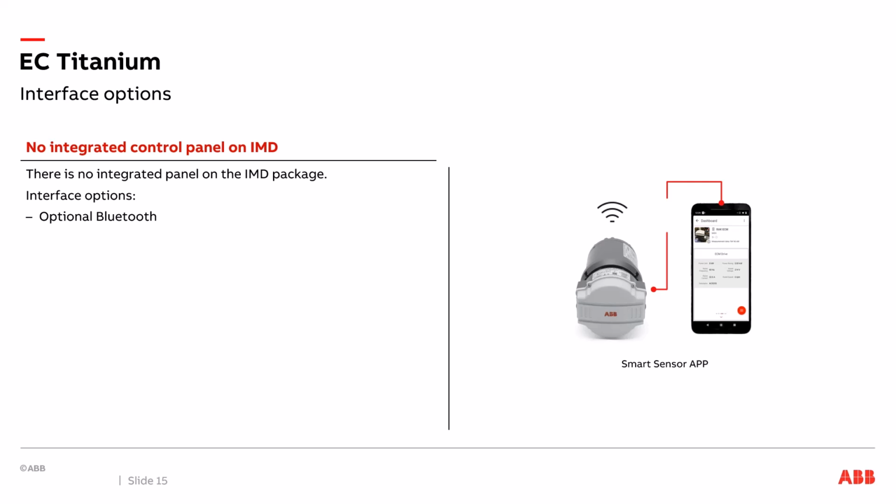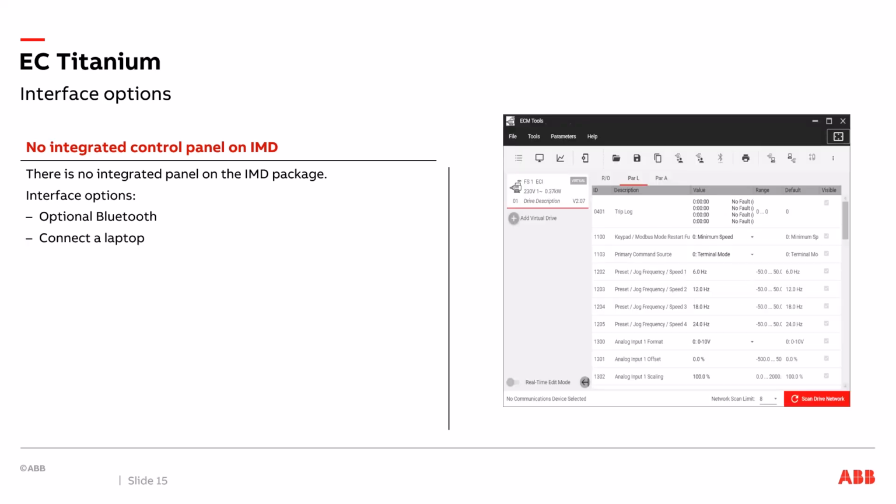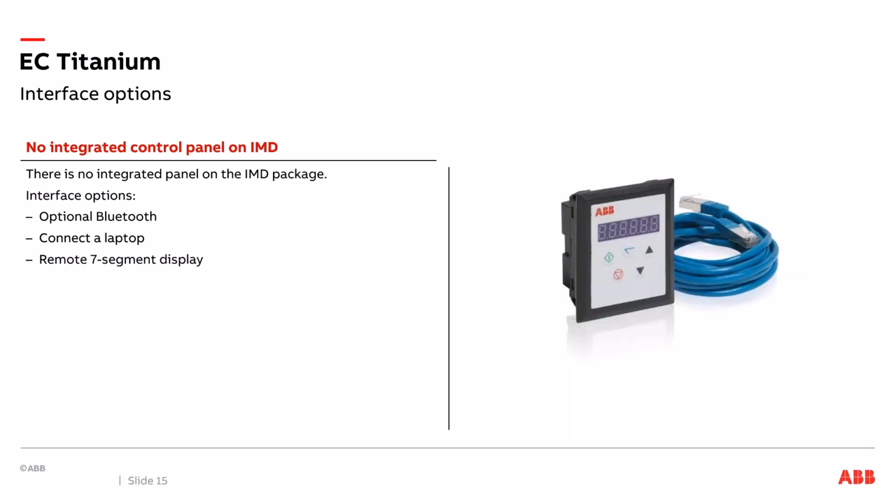So you do have a couple options though for that user interface to this package on the EC Titanium. One is the optional Bluetooth, just like the ACH580 and the 180 if you get the upgraded control panel that gets mounted remotely. This package can also have Bluetooth on it. You can connect the laptop to it, so you can gain access to it. You can go ahead and plug in a laptop and see all the parameters right on the software tool on your laptop. Alternatively, you can get a remote mount control panel.